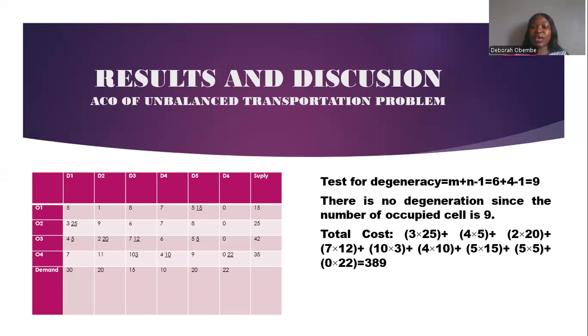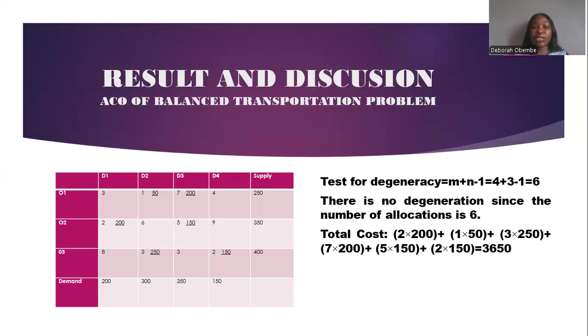So since n plus m minus 1 is equal to 9, and it's also equal to the number of occupied cells, there is no degeneracy. Our total cost is found by multiplying the number allocated to each cell by the cost on the table, which gave us 389.